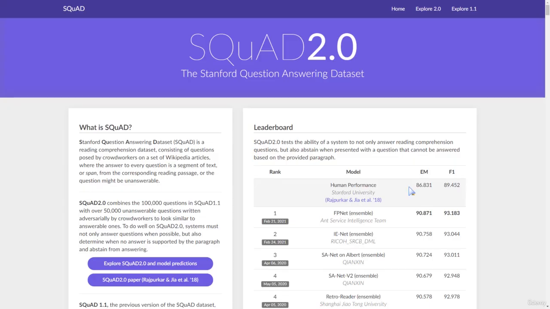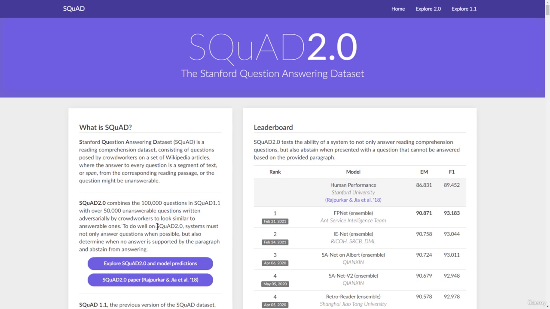SQuAD actually stands for Stanford Question Answering Dataset. It is a reading comprehension dataset consisting of questions posed by crowd workers on a set of Wikipedia articles, where the answer to every question is a segment of text, or span, from the corresponding reading passage, or the question might be unanswerable. So SQuAD version 2.0 combines the 100,000 questions in SQuAD version 1.1 with over 50,000 unanswerable questions written adversarially by crowd workers to look similar to answerable ones.